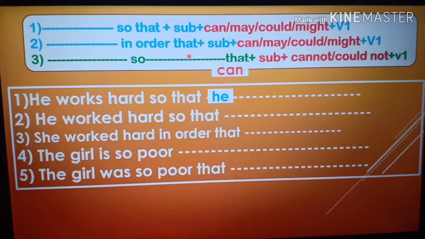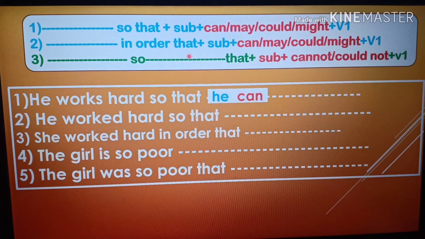Anyone we can like. So that he can, he works hard so that. This is the target or mission or objective. He works hard so that he can shine in life. So, according to the structure, subject plus can, may, could or might, we have used here can.